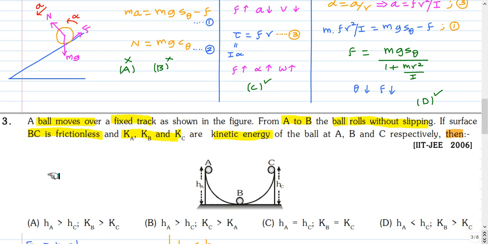This is the next question. A ball moves over a fixed track as shown in the figure. From A to B, the ball rolls without slipping. If the surface BC is frictionless and KA, KB and KC are the kinetic energy of the ball at A, B and C respectively, then you have to compare the heights at points A, B and C and the kinetic energies at points A, B and C. You can pause and attempt this question.